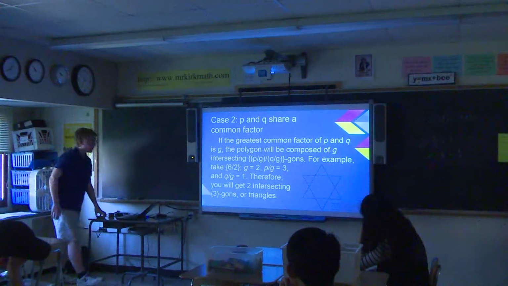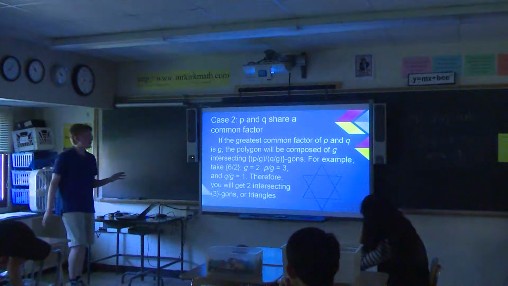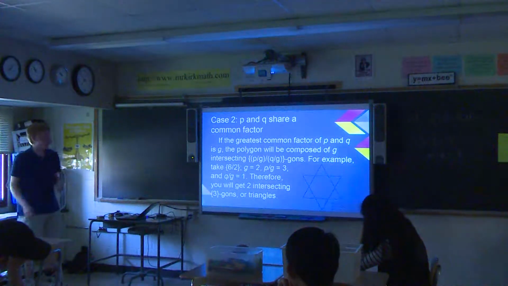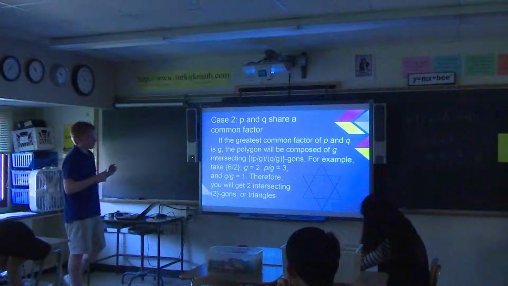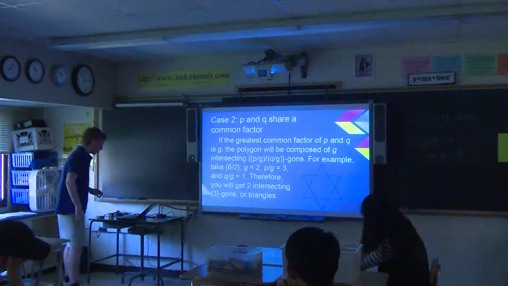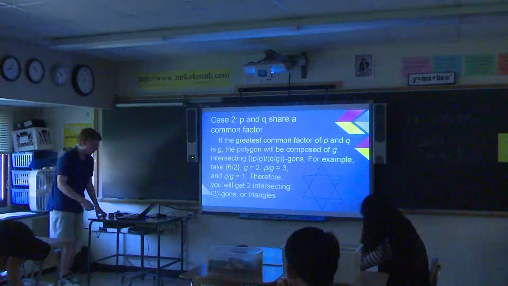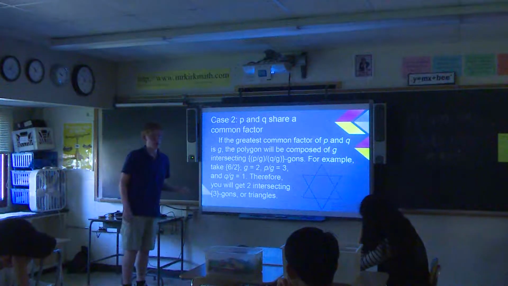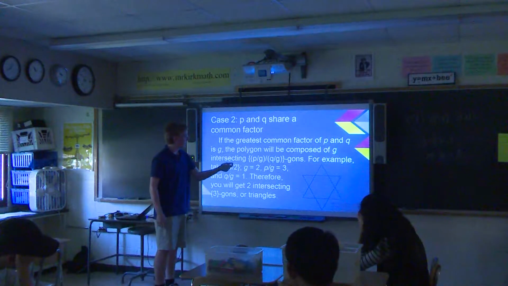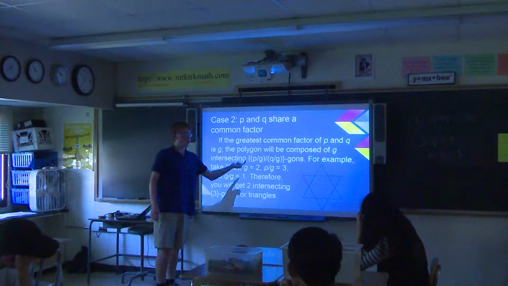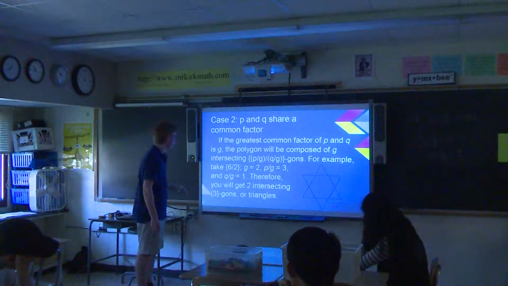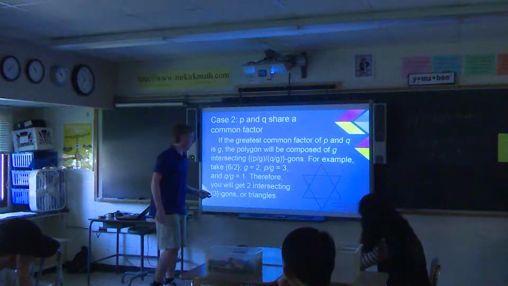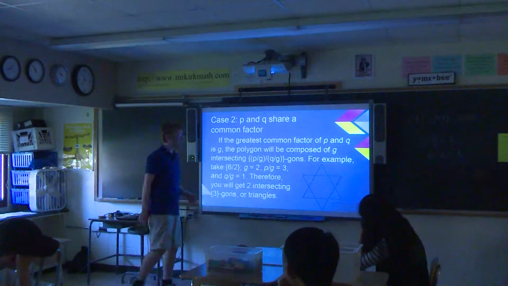What exactly happens, more precisely, is if the greatest common factor of P and Q is G, you're going to get an intersection of what I'm going to call lesser polygons. For example, in this case, your overall polygon is composed of two intersecting triangles. Specifically, you're going to get G intersecting the factored form of P and Q gons. So for 6/2, G is equal to 2, so you get 2 intersecting 3/1 gons, or triangles.